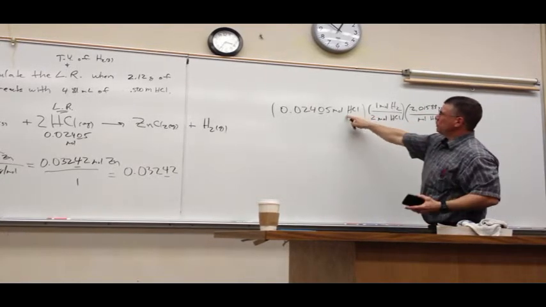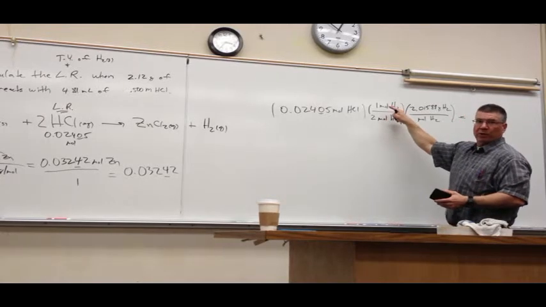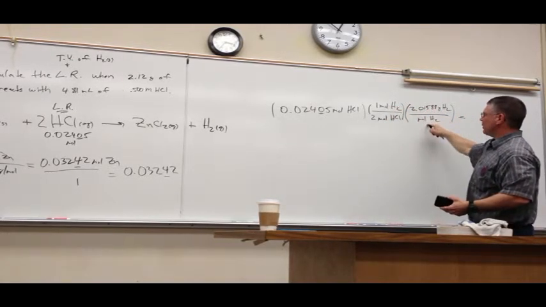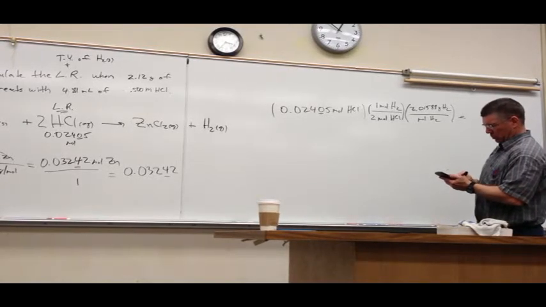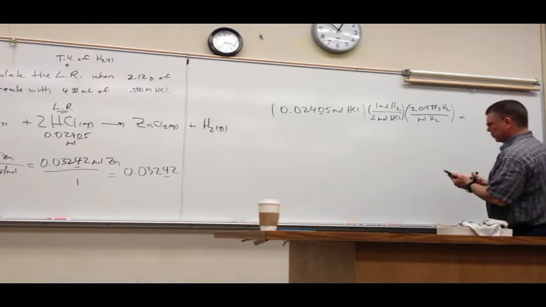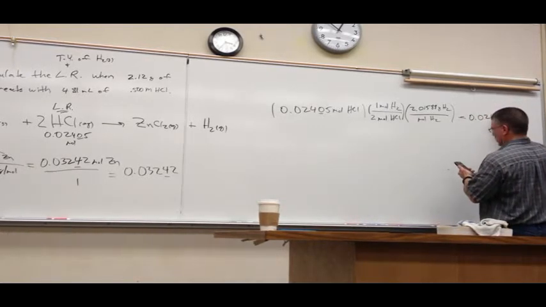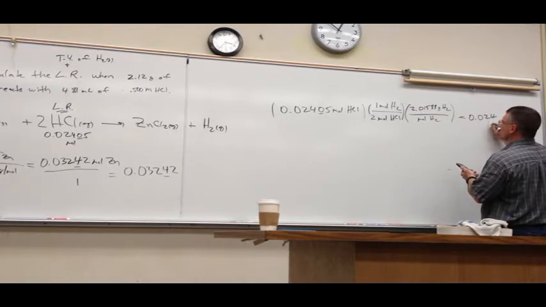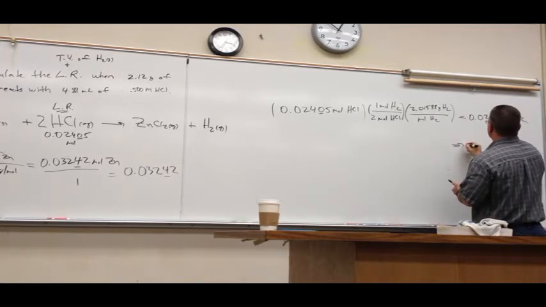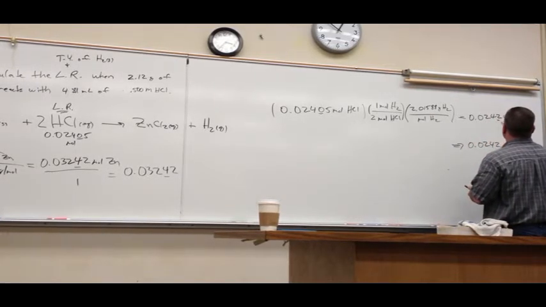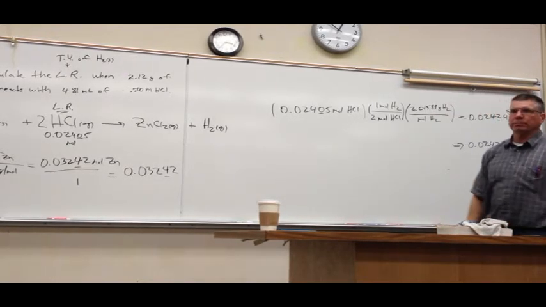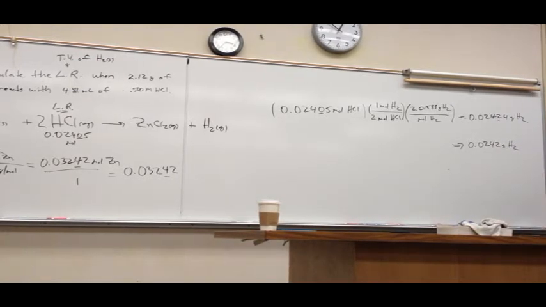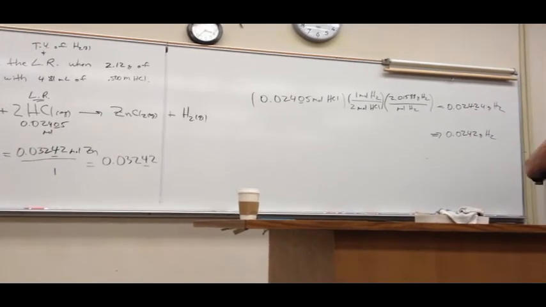I'm going to take the moles of hydrochloric acid times the mole ratio to get moles of hydrogen, and then multiply it times the molar mass of hydrogen to get the theoretical yield. If it was a percent yield, I would also have to give you the actual yield. Just take actual over theoretical.